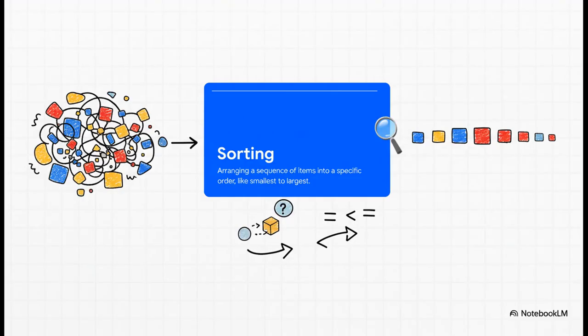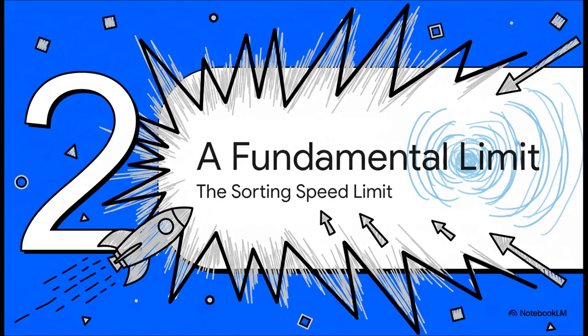At its core, sorting is just about creating order out of chaos. And for most of what we're talking about here, we'll be in what's called the comparison model. Now, that sounds fancy, but it just means the only tool we have in our toolbox is asking a really simple question over and over. Is this item less than or equal to that item? That's it.